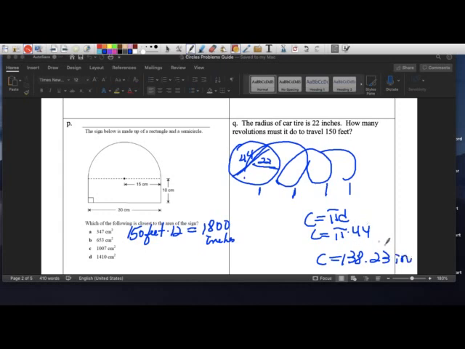So every time this tire does one revolution, it travels that much. But I want to know how many revolutions you need to travel 1,800 inches. So 1,800 divided by 138.23. We need this tire to go 13 full revolutions and just a little bit more of the following one to reach 1,800 inches.